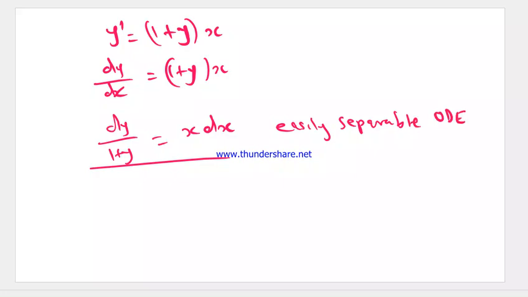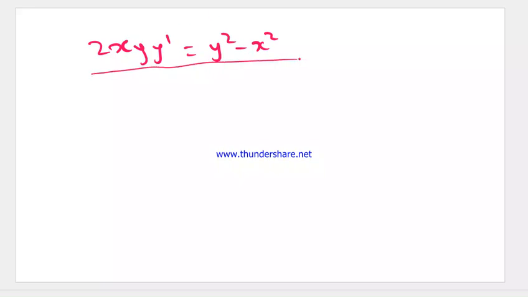We call this a separable ODE, separable ordinary differential equation. But there are some cases in which it's not easily resolved like that. Let's see an example here: 2x y prime equals y square minus x square. There's no way you can collect all the like terms of y under dy or all the like terms of x under dx. Just try it. There's no way to do that.